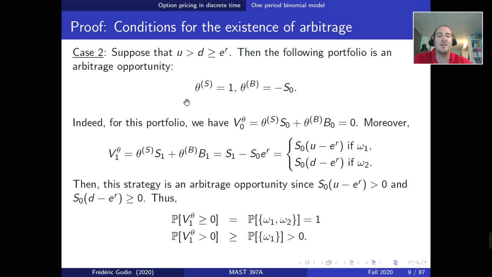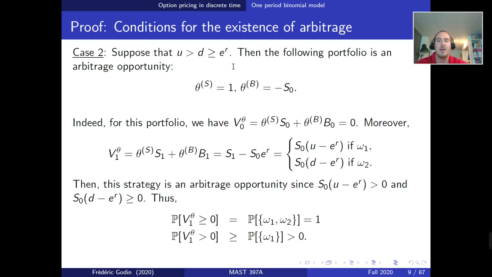Then we're going to study a second case, which is analogous to the first one. So I'll go a bit quicker on this one because the steps are pretty much the same. Now we investigate what happens in the second case, which is if the exponential of r is smaller or equal to d. So instead of being greater than d, what happens if it's smaller or equal? Then again, we can identify an arbitrage opportunity through the following steps.